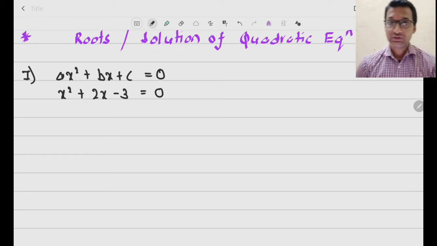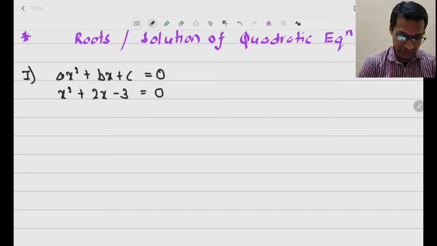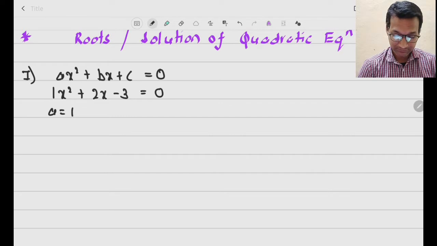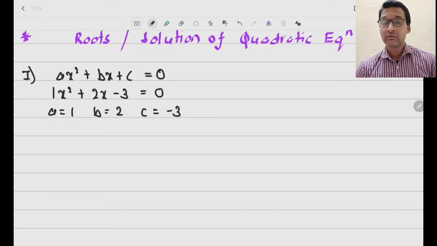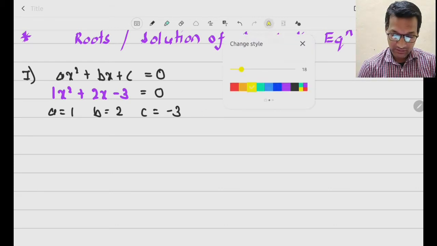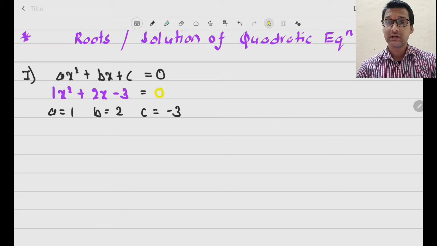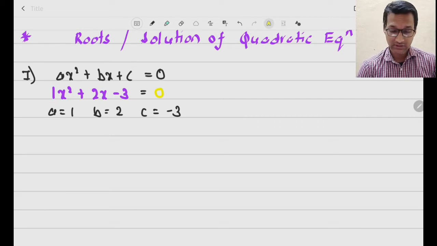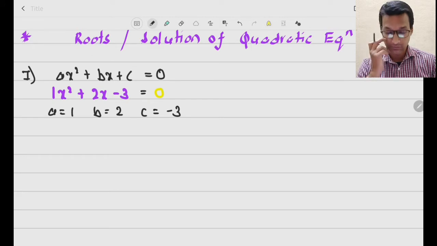Now, in this, we will have to find out what is a, b and c. If we compare this equation, we have a is equal to 1. Here x square has no multiple, so we can take 1 as the multiple. b is equal to 2, that is plus 2, and c is equal to minus 3. Now you can see that we have two sides. We have one LHS side and we have one RHS side. The LHS side is the quadratic equation, whereas the RHS side is nothing but 0.